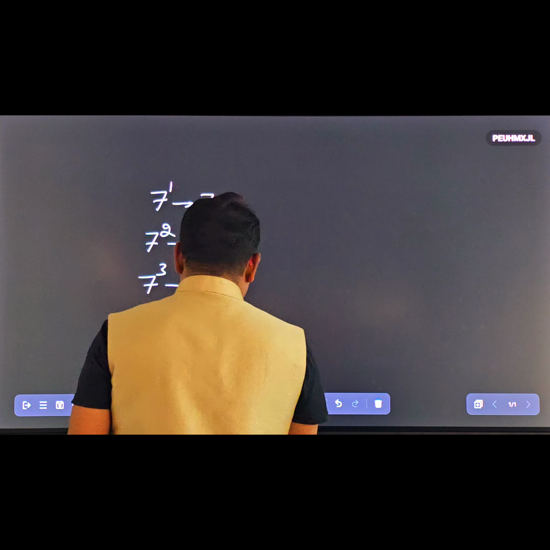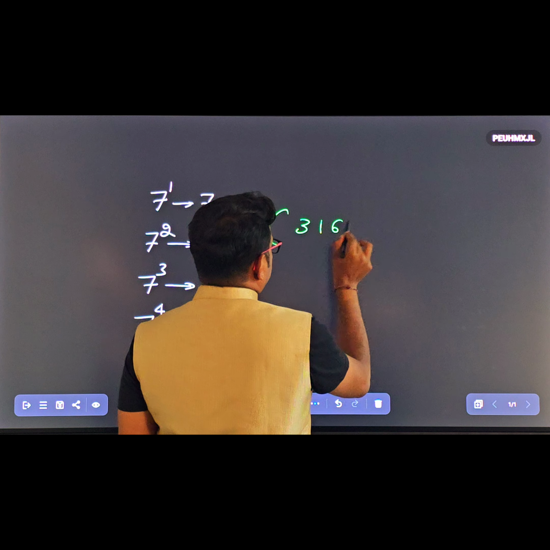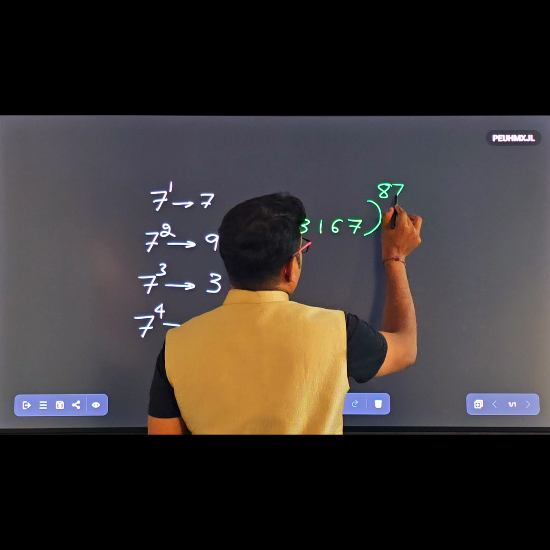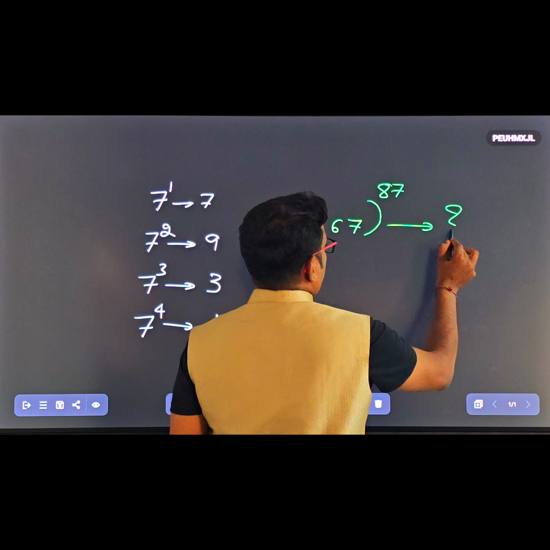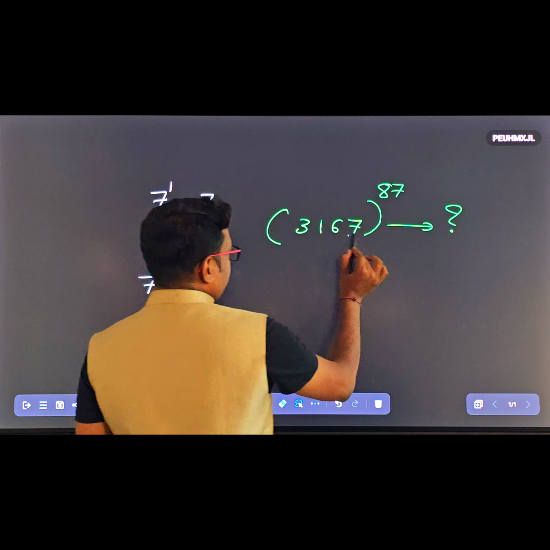Now, suppose in your exam, if they give a question like this, 3167 whole to the power of 87, what is the unit digit? If they ask, nothing to worry, just consider the units place.